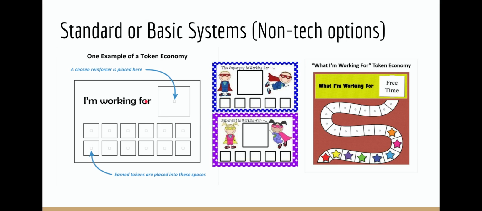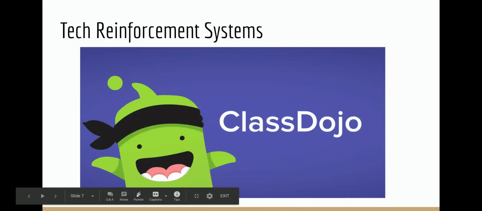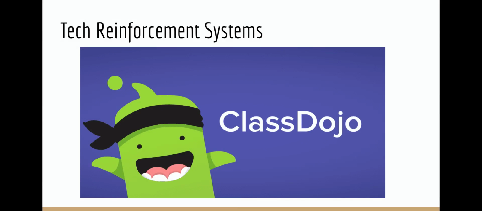And next, we're going to be talking about some technology options that you can use, which actually are very useful and easy to carry around, since most of them are installed right into your phone. So the first tech reinforcement system I'm going to talk about is ClassDojo, which I absolutely adore and love, because it has not only instantaneous reinforcement, and you can reinforce your child instantaneously after they do something that's preferred.